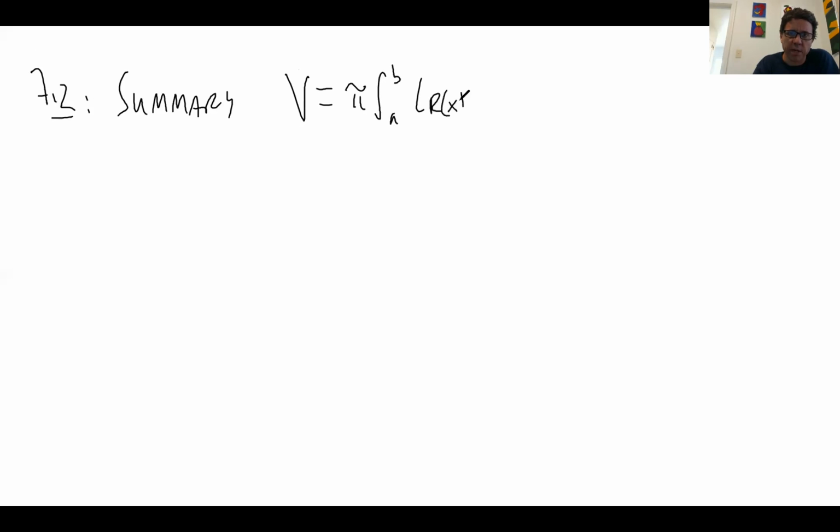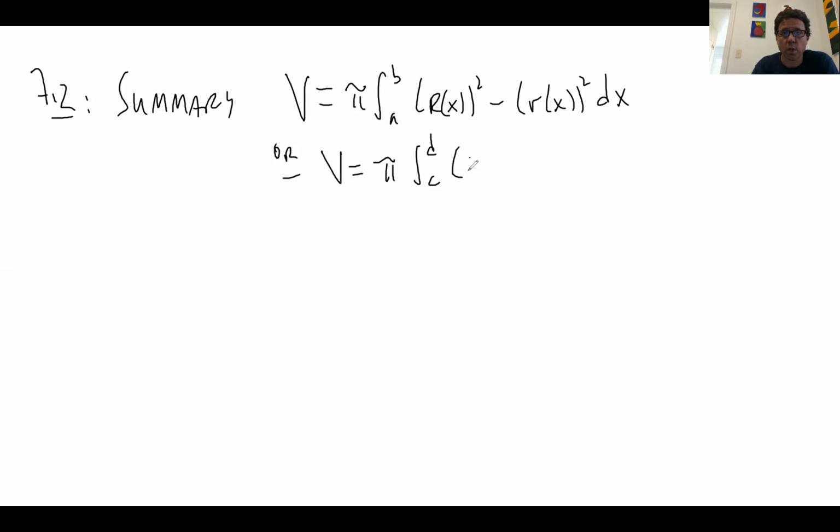Okay, so just the summary of what just happened there in 7.2 is that the volume is either going to be pi times the integral of the big R, big radius in terms of x, minus the little radius, dx, or if it's turned side to side, that'll be pi, integral from c to d, the big radius in terms of y squared minus the little radius in terms of y. So big R minus little r.